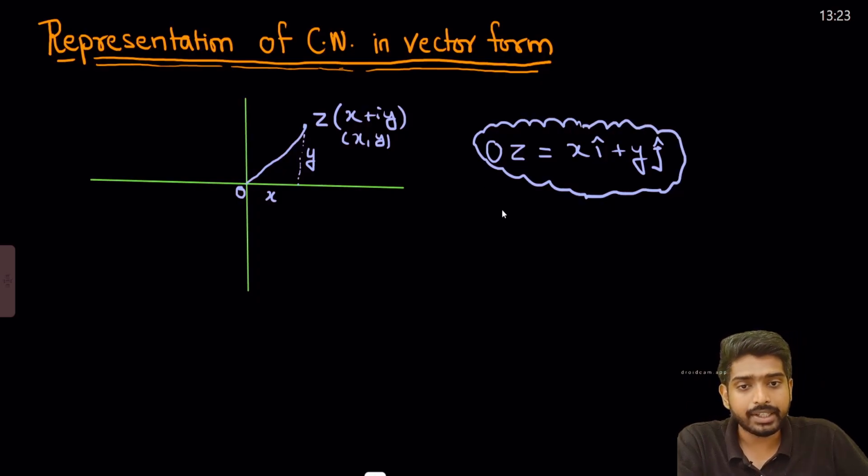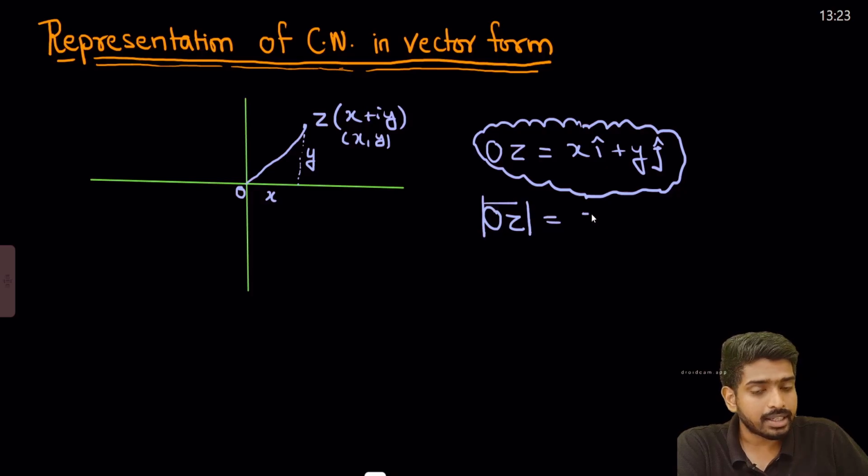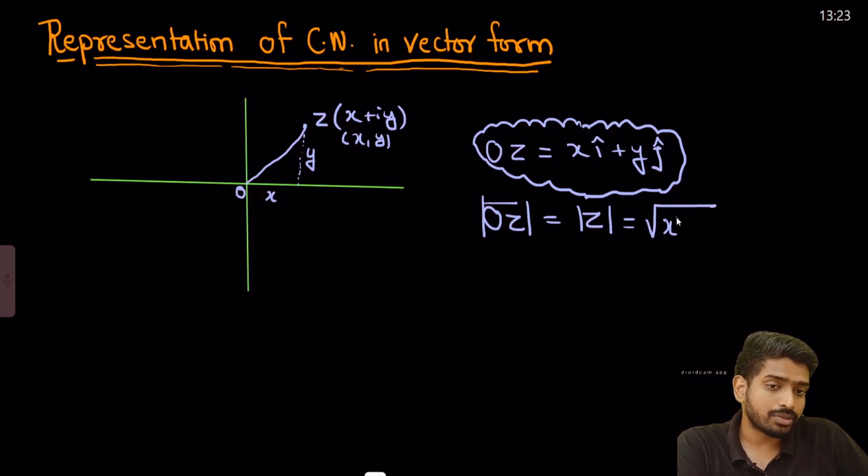And what will be the magnitude of this vector, this position vector? The magnitude of this position vector OZ will be the same as the modulus of complex number z. The modulus of the complex number z is what? Under root of x square plus y square. Got it?